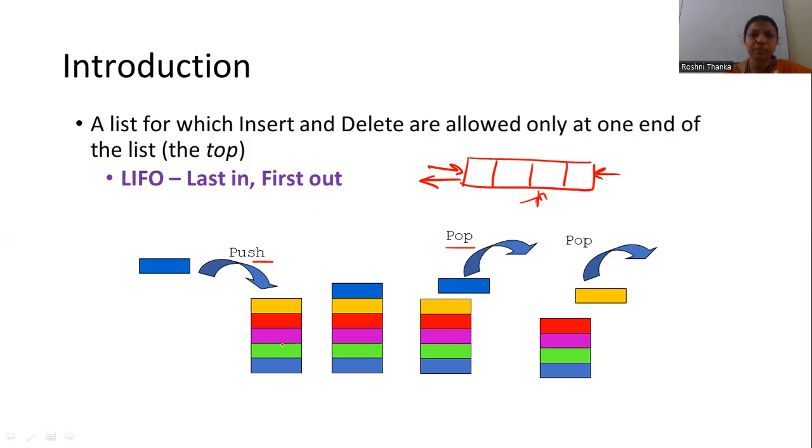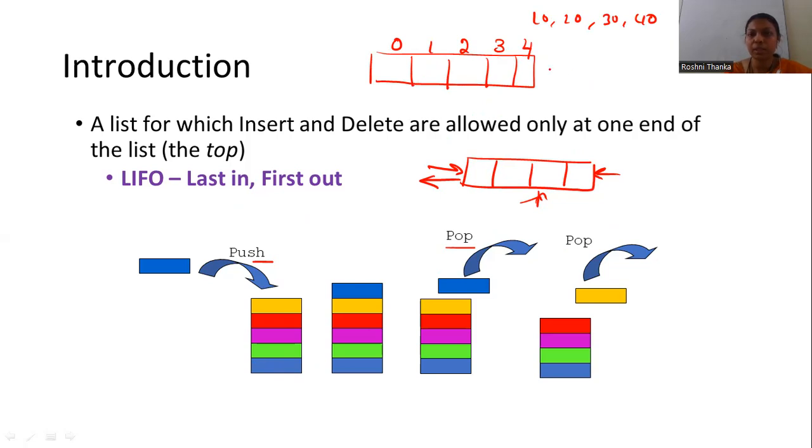For example, this is my array, and the array index starts from 0, 1, 2, 3, and 4. Now I'm going to insert elements. For example, I have to insert 10, 20, 30, and 40. When I do the insertion, we call it push, right? So 10 will go inside, then 20 will be inserted through this end, then 30, then 40.